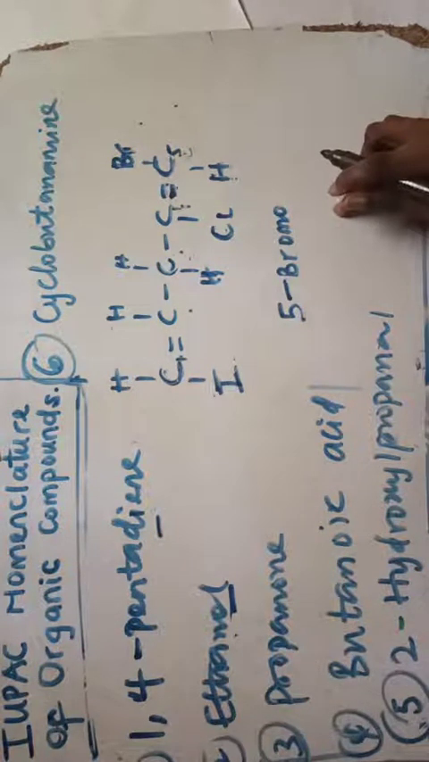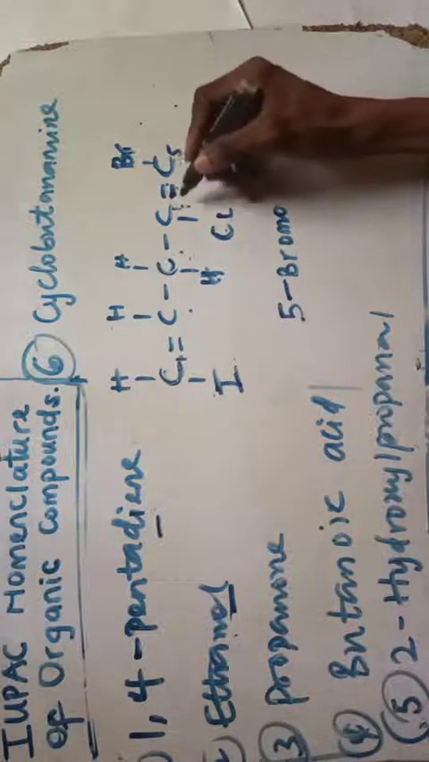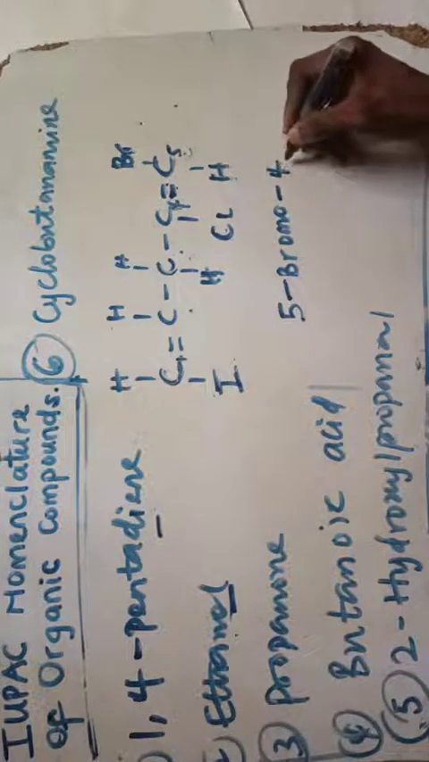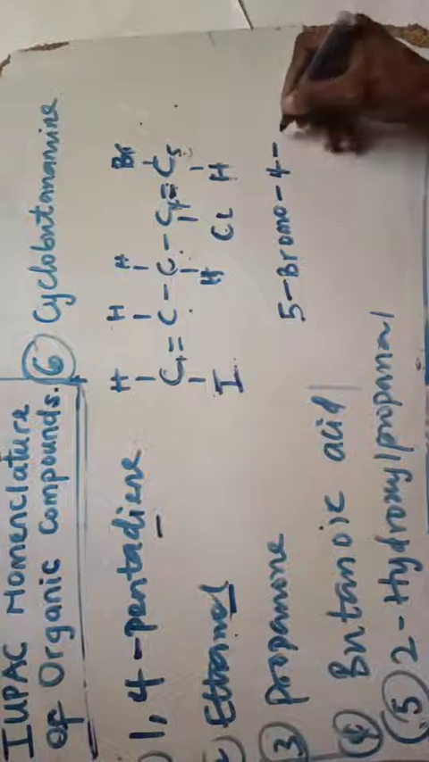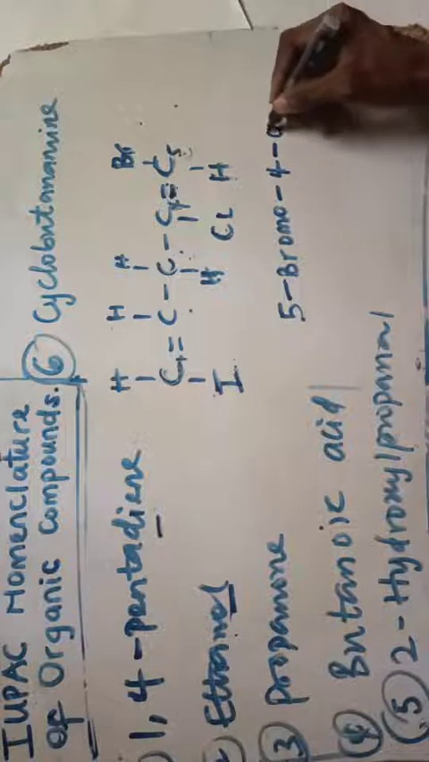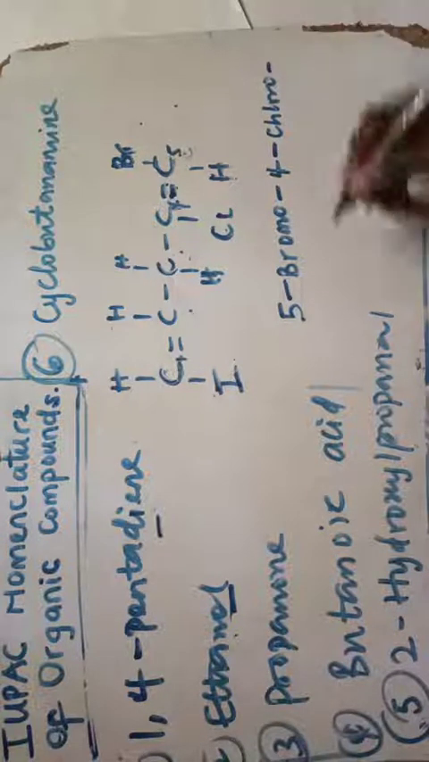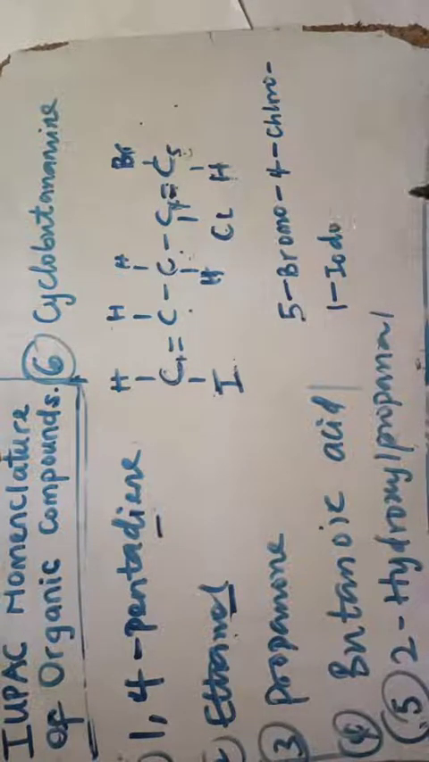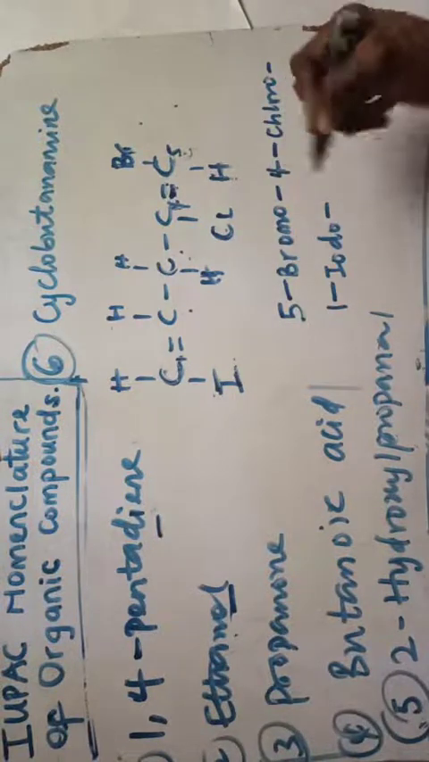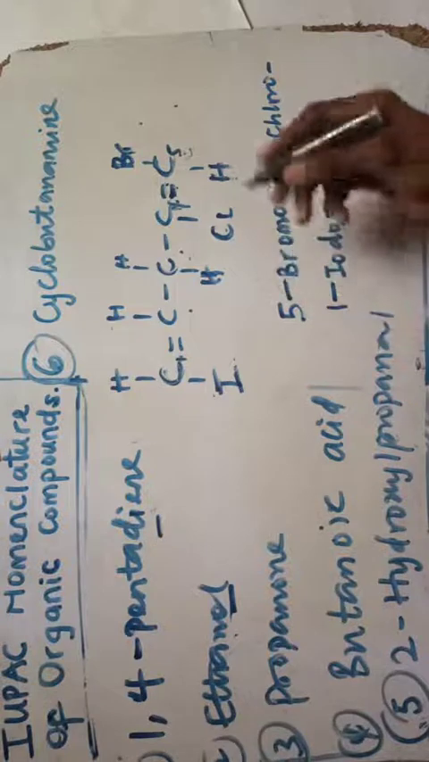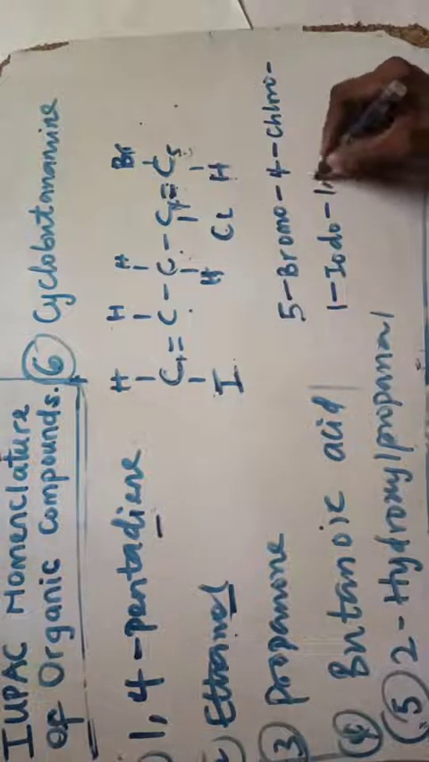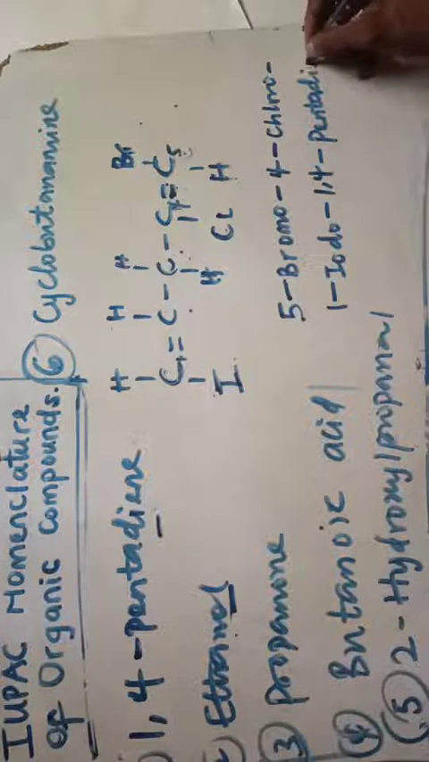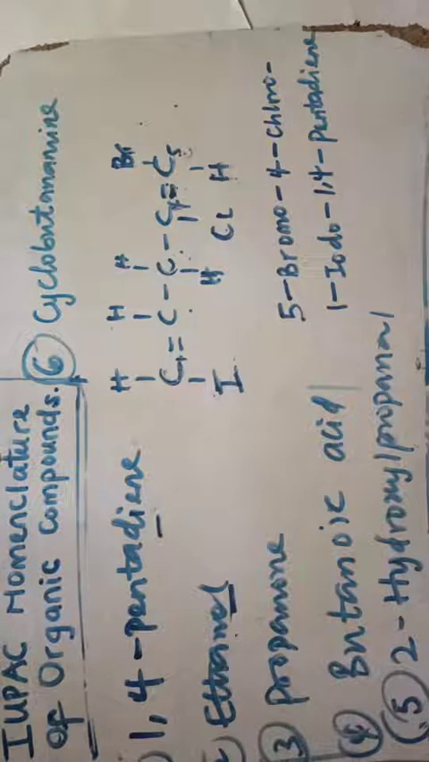That is the prefix. Chlorine is in number 4, hyphen joining the letters: 4-chloro. Next one, 1-iodo. Then I can now join my pentane. If I write the diene, that will be 1,4-pentadiene.